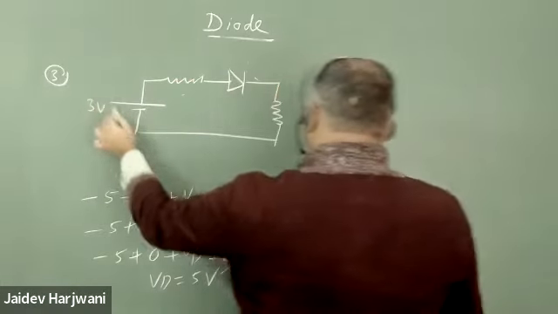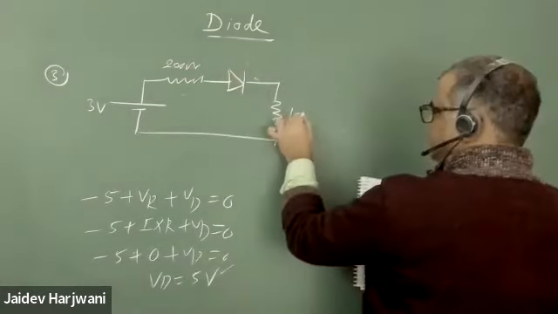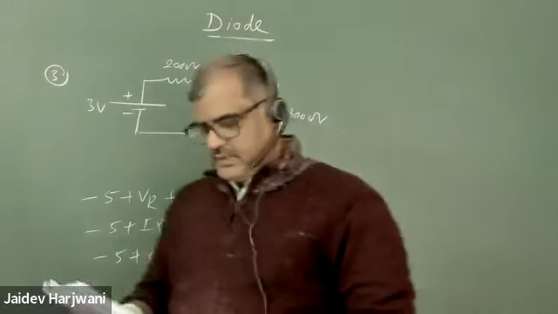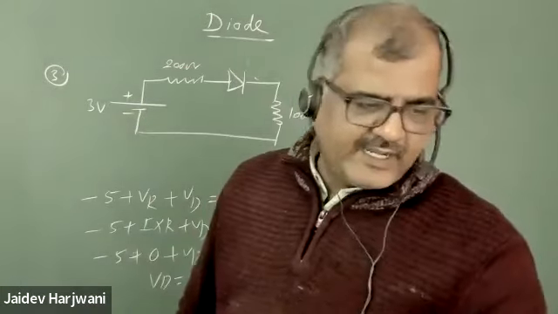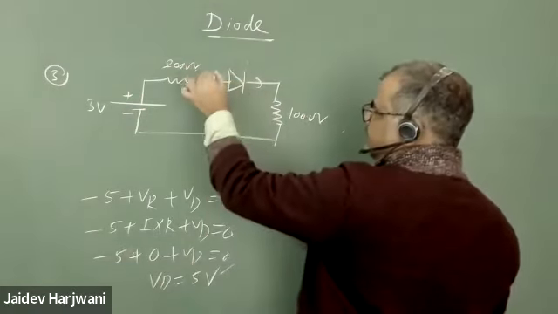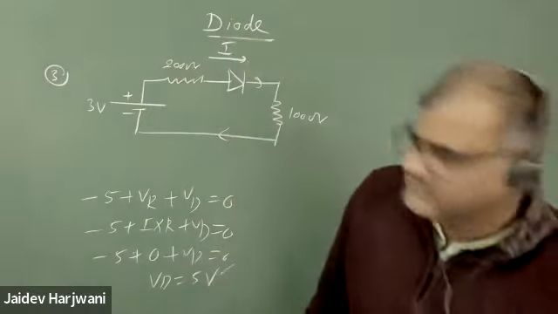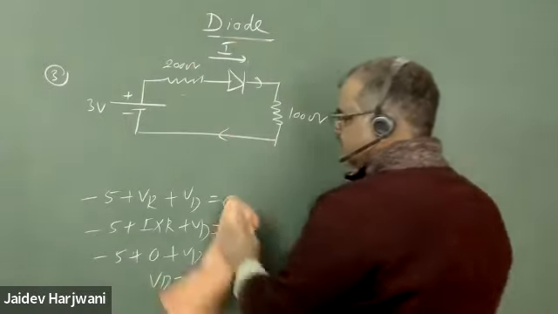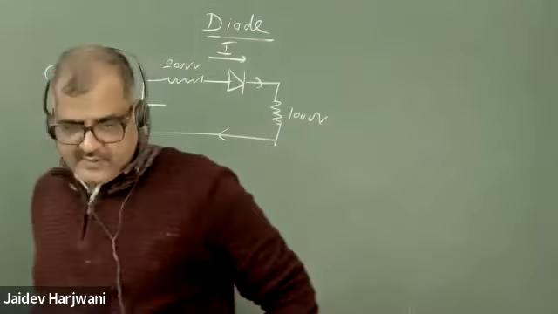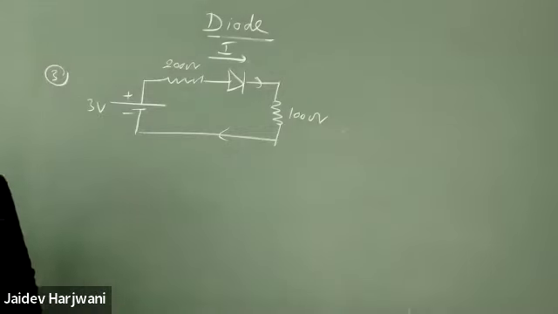So this is a 3 volt battery. This is 200 ohm resistance and this is 100 ohm resistance. This is the plus, this is the minus. So you need to find the current I in the circuit. In this particular question, is the diode forward bias or reverse bias? Forward bias. Okay, forward bias.